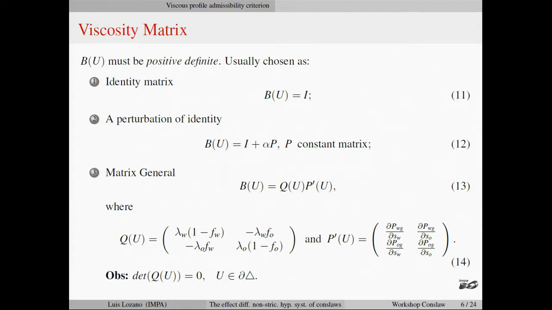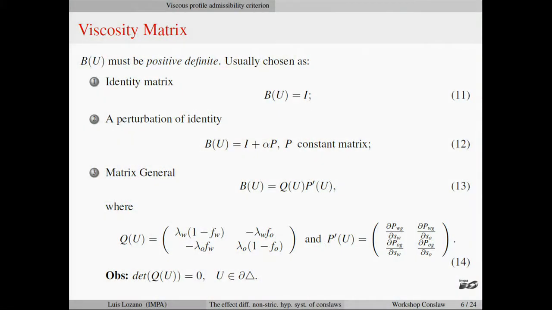The physically correct viscosity matrix depends on the point of the state. The difficulty in studying the ODE system of the viscous profile for this matrix is that the Q matrix is singular on the boundary. In the interior you don't have the problem, but on the boundary you need to study with more care.